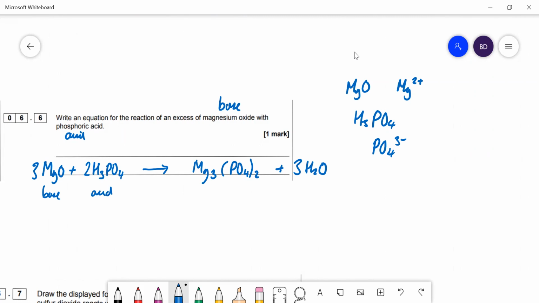And it's interesting, if you reacted it with P4O10, okay, you get the same salt there. You get magnesium phosphate again. It's worthwhile remembering that. They quite often ask that question.